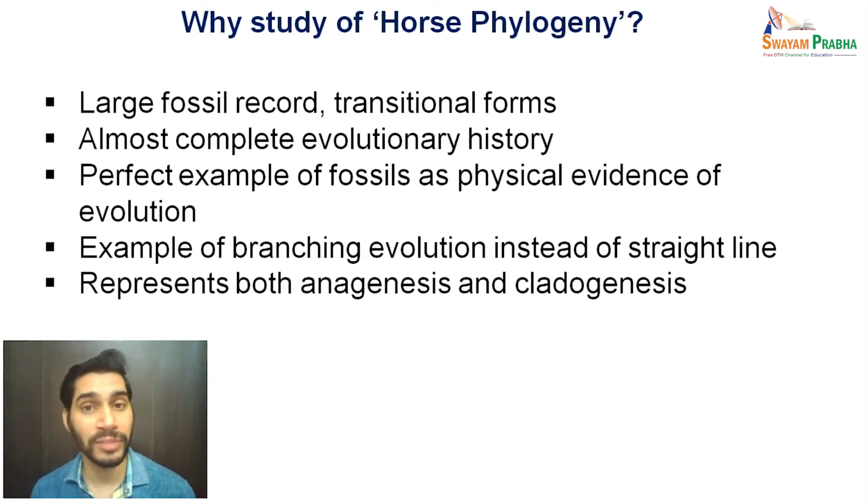In case of horse phylogeny, the fossils which we have represent characters of, as I just mentioned, the previous form and the coming form. So we have a large record of transitional forms as well. These fossil records make the evolutionary history of the horse almost complete, and that is the reason it represents a very good example of physical evidence of evolution. You must remember, when we were talking about paleontological evidences of evolution, we talked about how the phylogeny of a particular organism can represent an example that fossils are good evidence of evolution.